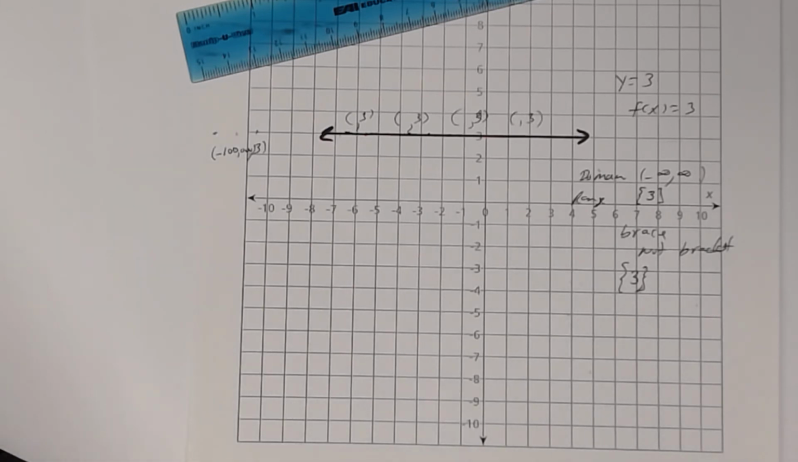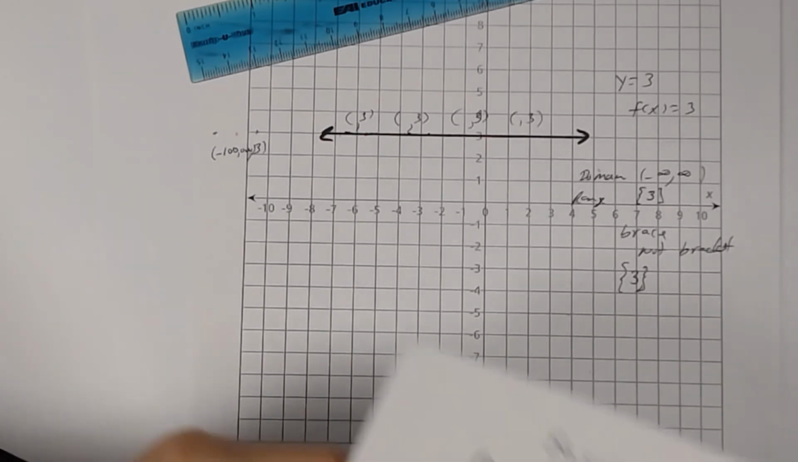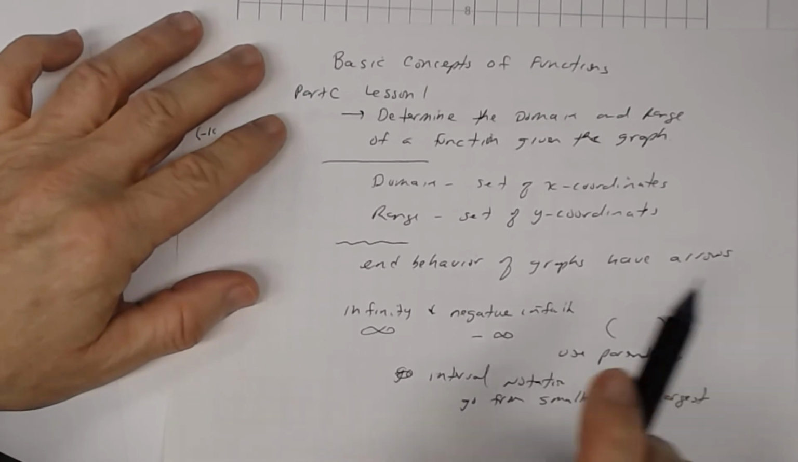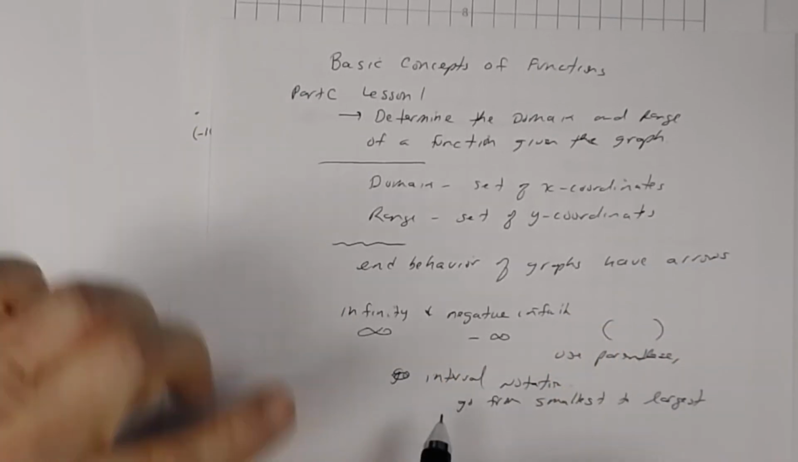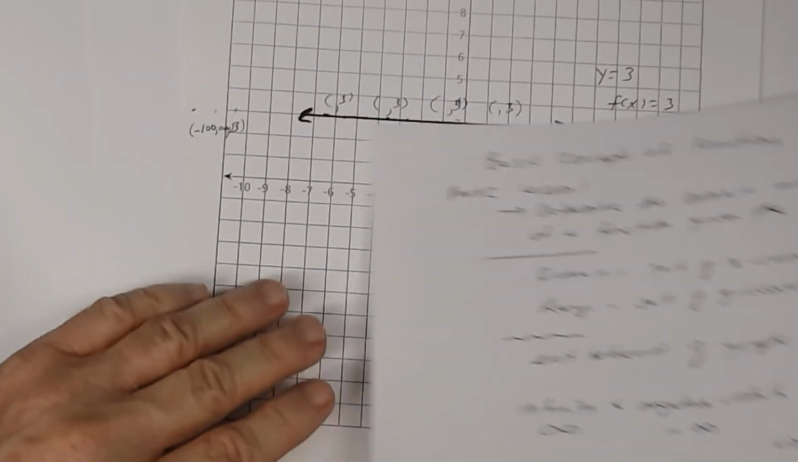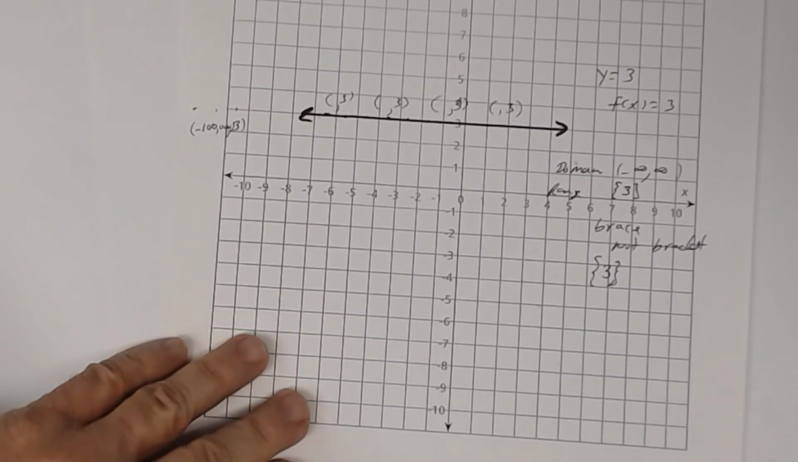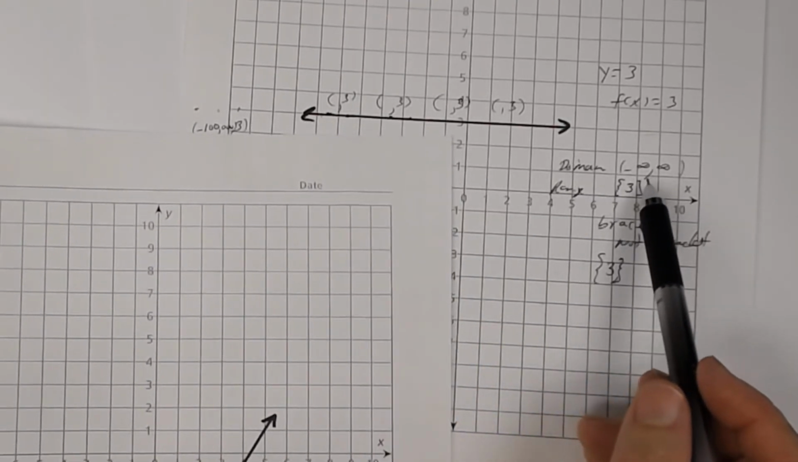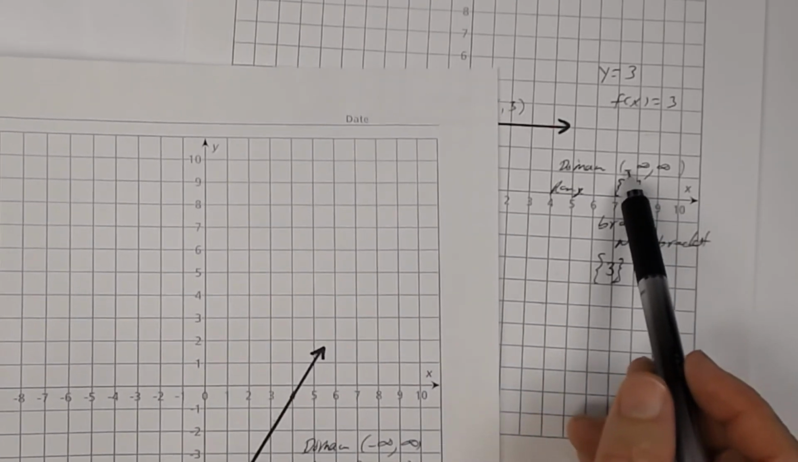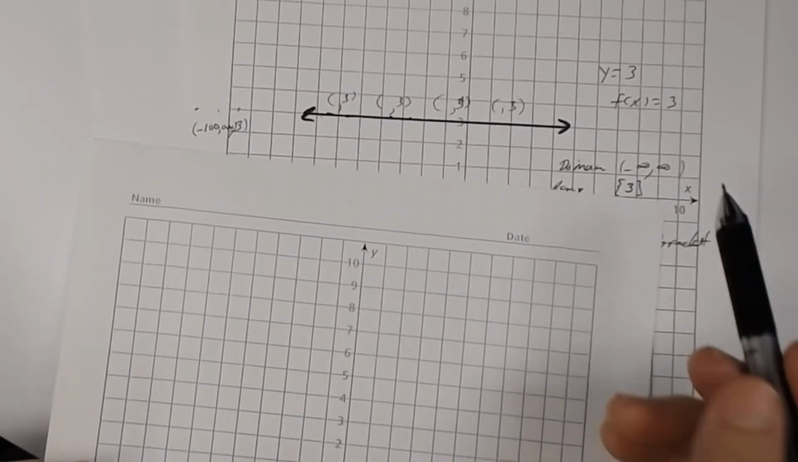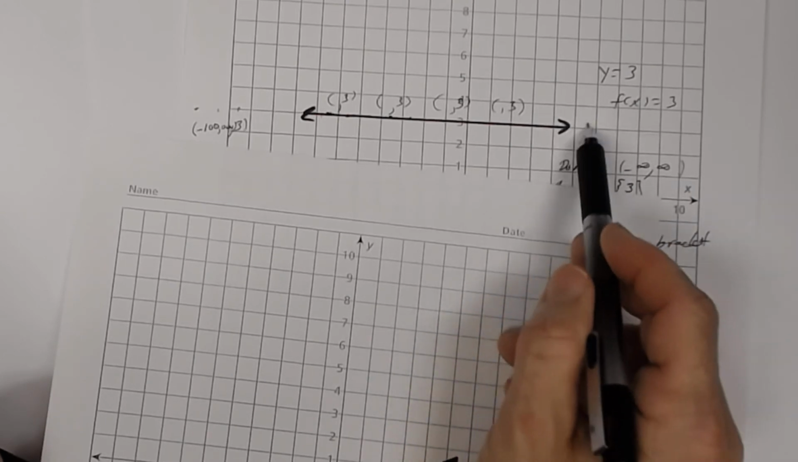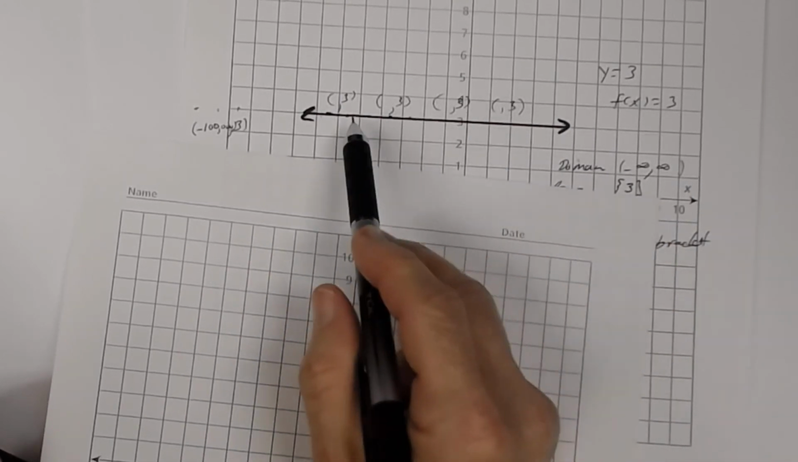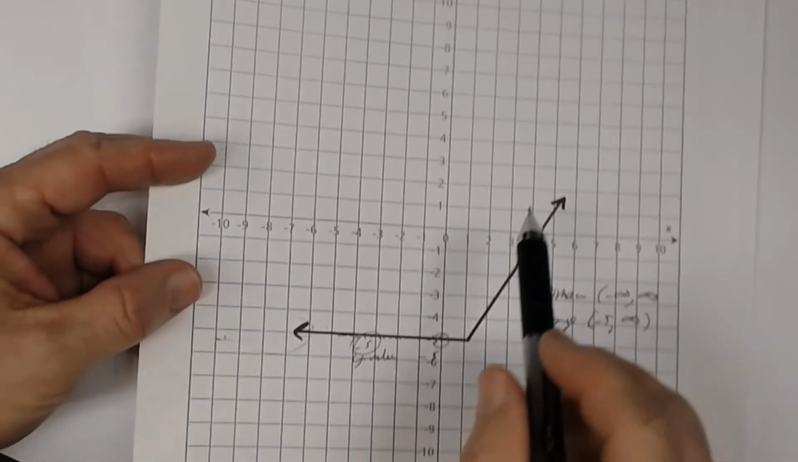All right. So that is lesson 1 for part C. And remember, in lesson 1 for part C, that's where we had arrows on both ends. We talked about infinity and negative infinity. And I want you to notice, if you go back to all of the problems, look at the domain. The domain on all of them was from negative infinity to infinity. And the reason the domain on all of them was negative infinity to infinity was because you had arrows on both ends. That's why.